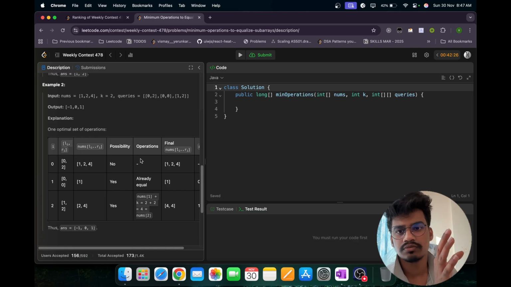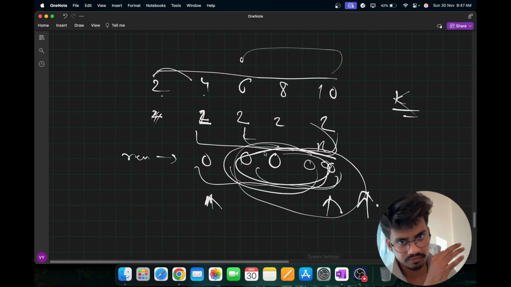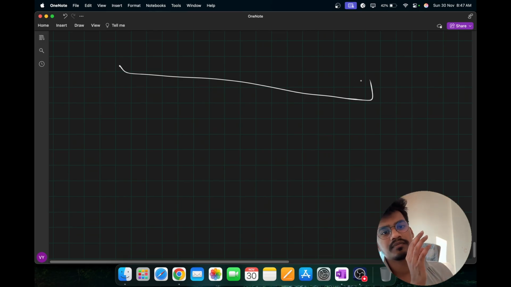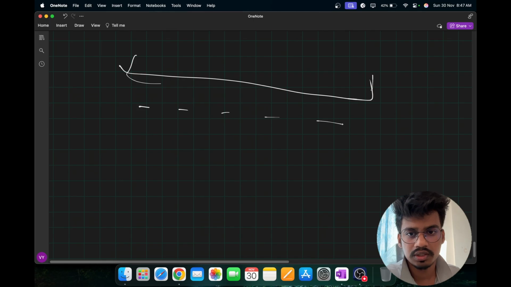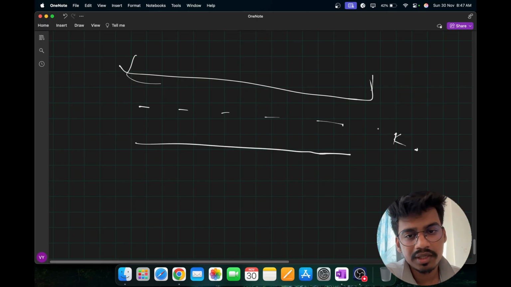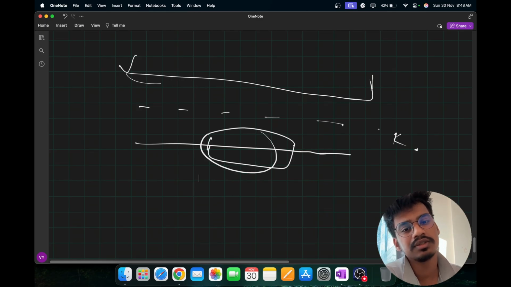So the thought process was pretty much clear that for this complete array, we will first find the difference between the consecutive guys. Then we will divide it by k. Okay, then we will calculate the prefix sum, so that whenever we have a query, we will check if this and this, if the sum is same or not.